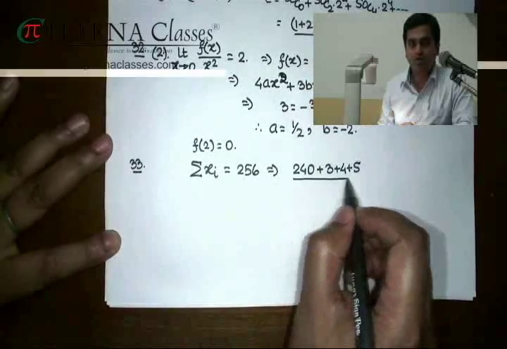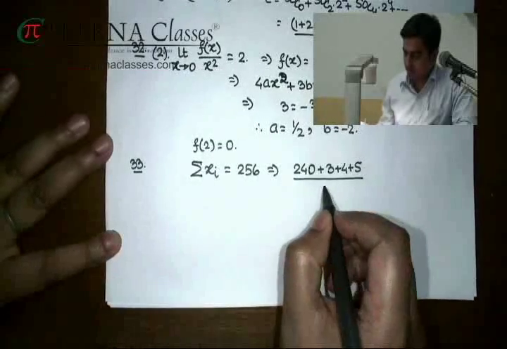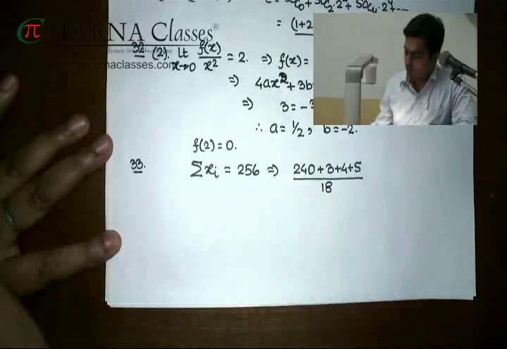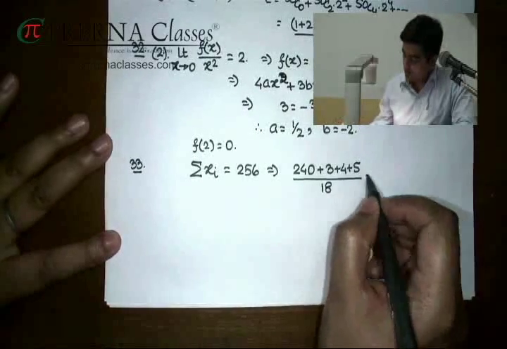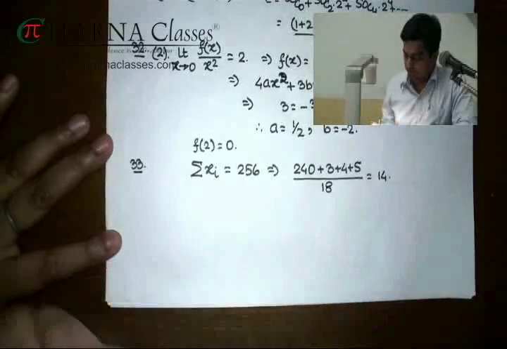and then you have to figure out its mean. Clearly then you can check you have overall 18 items. This expression is simplifying to 14, which is matching with the option 3.